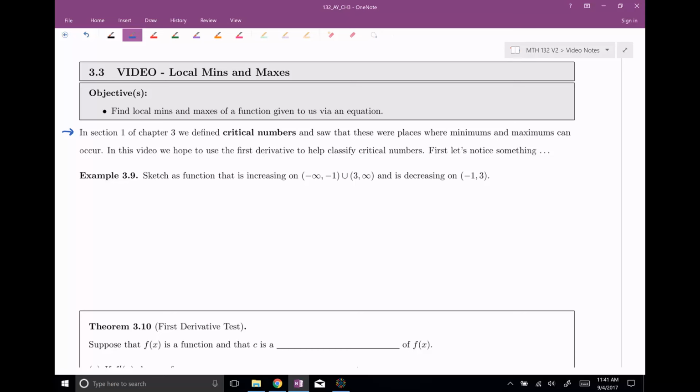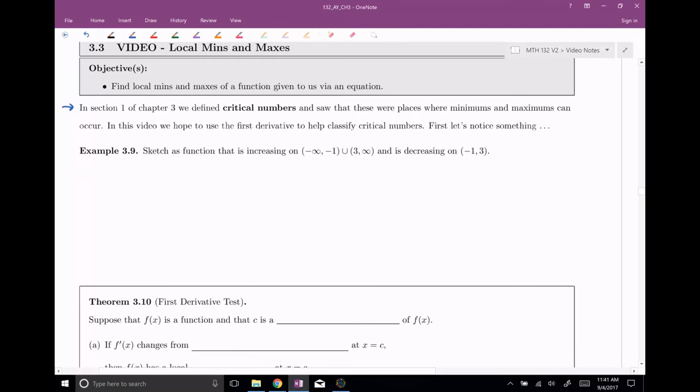So first I want to help us notice something. I'd like us to sketch really quick a function that is increasing from negative infinity to negative 1, and then again from 3 to infinity, and decreasing in between from negative 1 to 3. So I'm going to go ahead and draw out my graph here. Notice that there's some interesting things happening maybe at negative 1 and at 3. So maybe emphasize those. And now maybe pause the video for 30 seconds, try to sketch out a function that's increasing on these intervals and decreasing on this one, and then we'll resume.